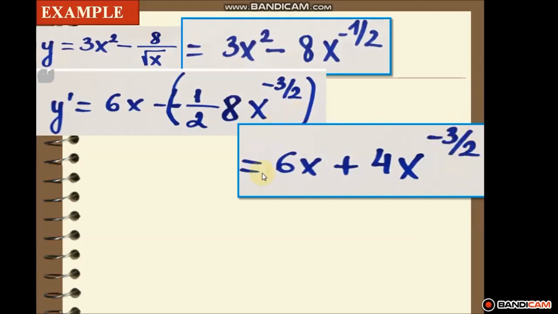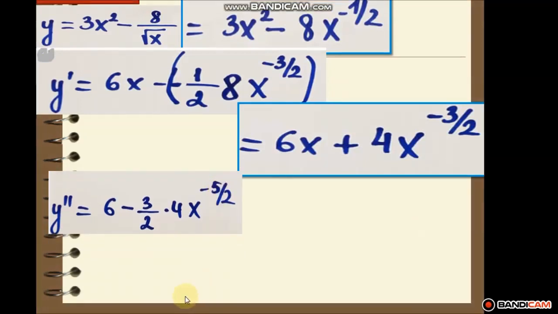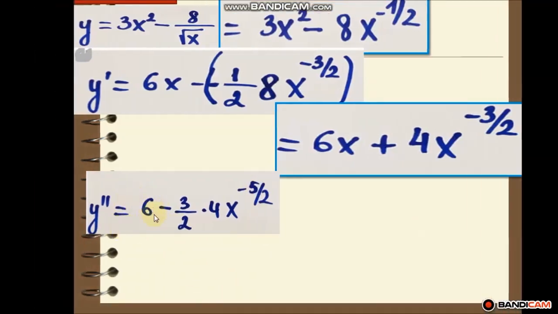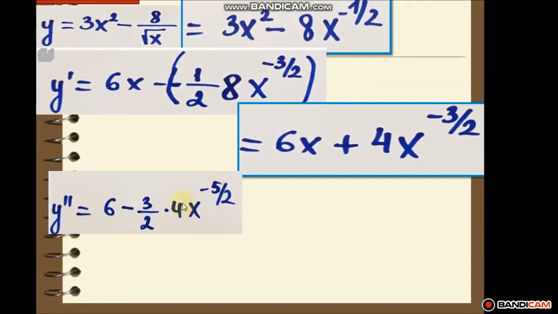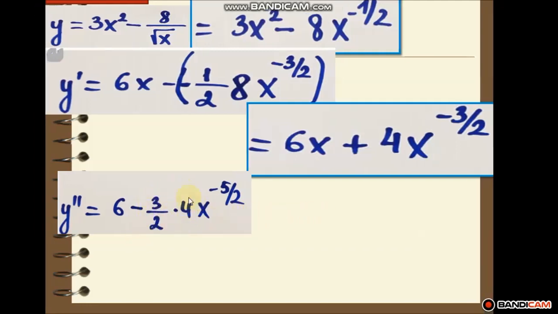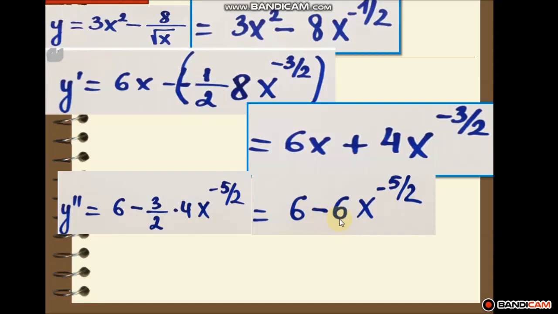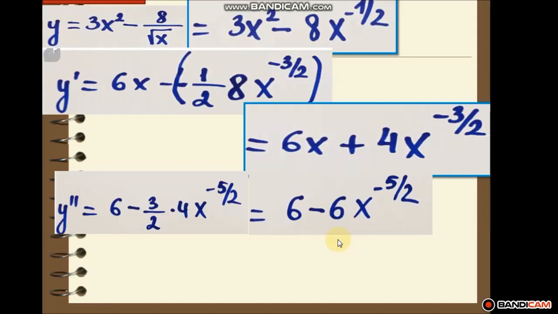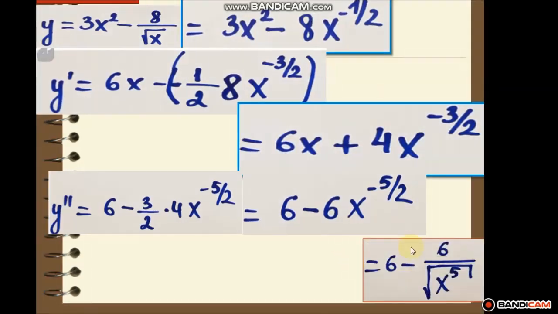And from this one, we will get the second derivative. Our second derivative is 6 minus 3 over 2 multiplied by 4x to the power of minus 5 over 2, and we calculate it. Here we can cancel 4 by 2. This one is our result, 6 minus 6x to the power of minus 5 over 2. And if we write this one in ratio form, our result will be 6 minus 6 over root of x to the power of 5.